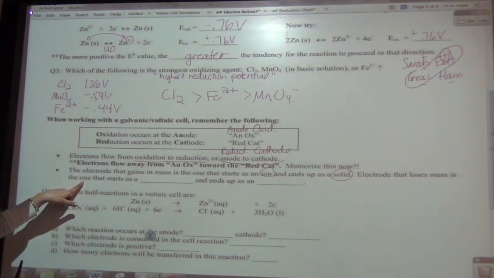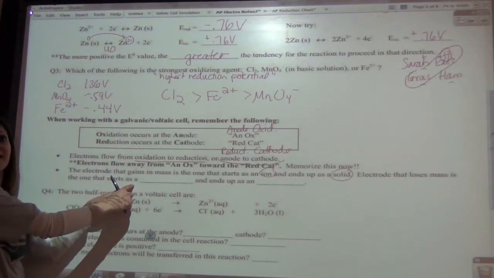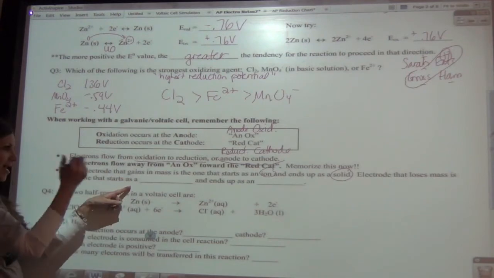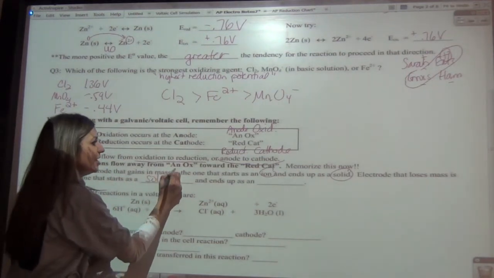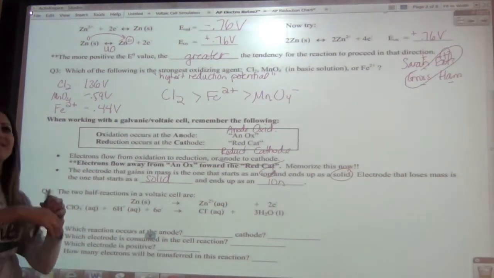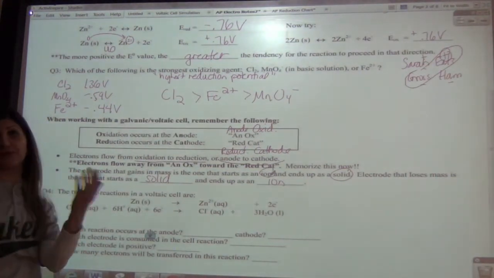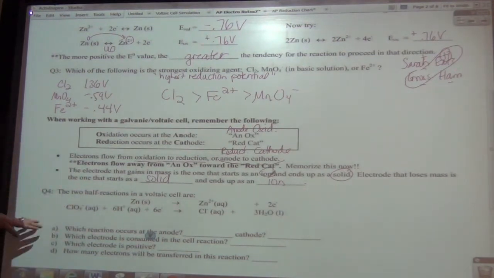So the electrode that loses mass, if it loses mass, then it must start as a solid and turn into an ion. Perfect. It starts as a solid and ends up as an ion. And so that one, the solid's going to come off and turn into an ion, so the mass of either your anode or your cathode would be decreasing.